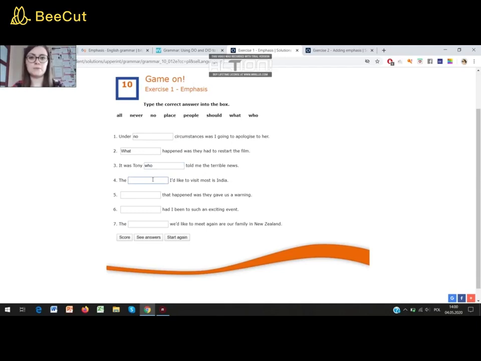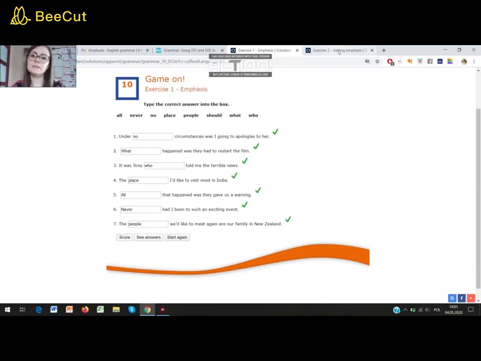The place I'd like to visit most is India. So the place I'd like to visit most is India. All that happened was they gave us a warning. So here, all that happened. Yeah. Number 6. Never had I been to such an exciting event. And here we have past perfect, and it's about the time adverbial here, so never had I been to such an exciting event. And number 7, the people we'd like to meet again are our family in New Zealand. So the people, because we are talking about our family members. So let's see if everything is correct.